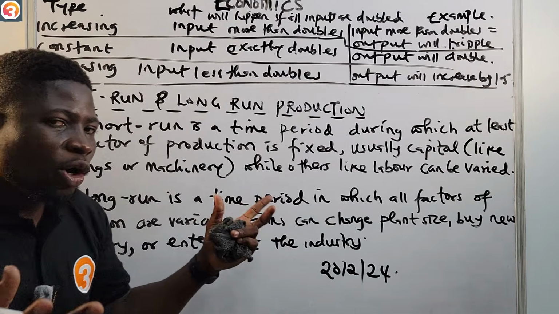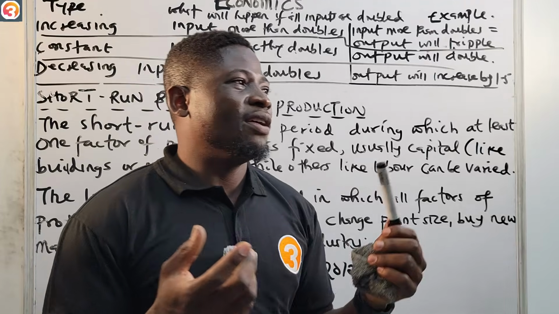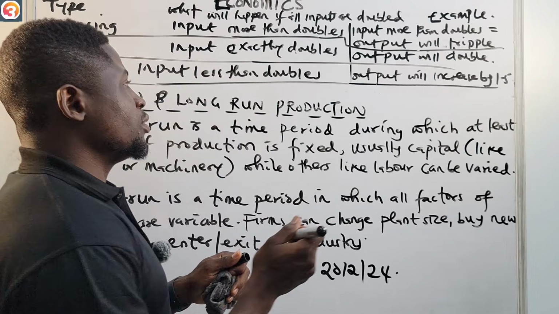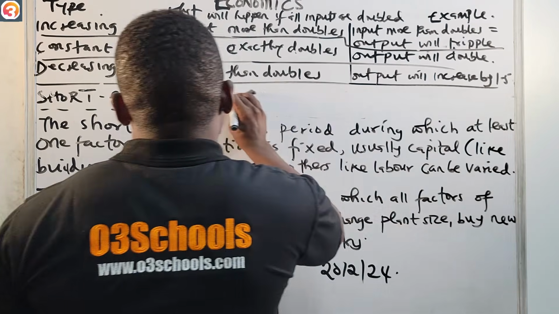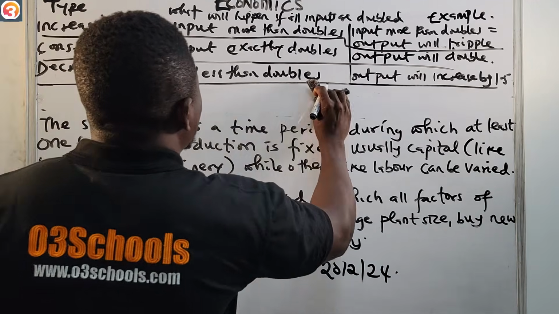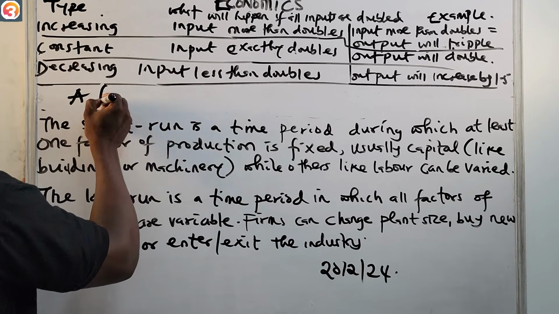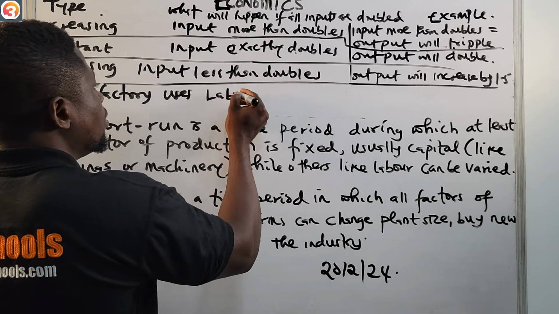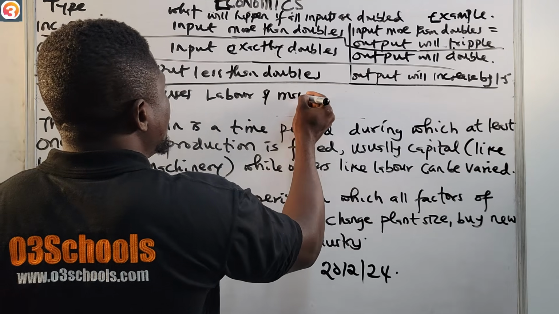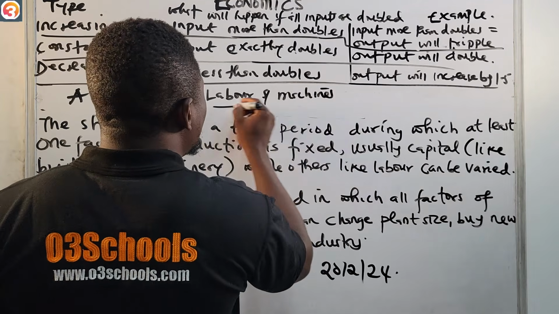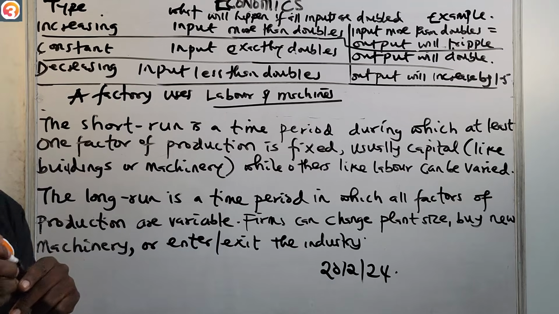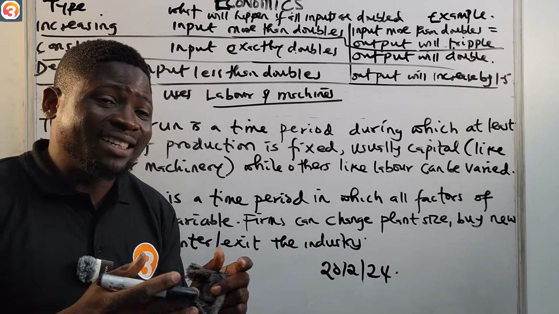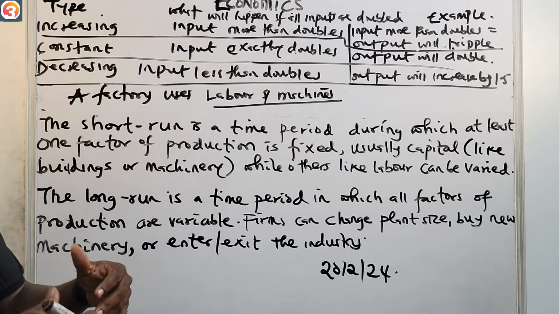Very simple. So a real life example would be, let us say, a factory uses labor and machines to make shoes. We know what short run and long run are now. Let's say a factory uses labor and machines to make shoes. So it's a factory that produces shoes.